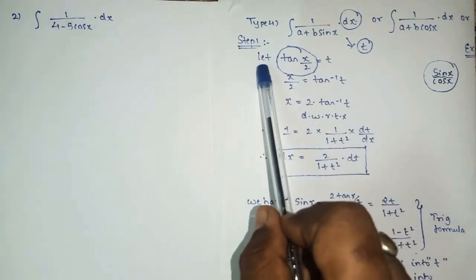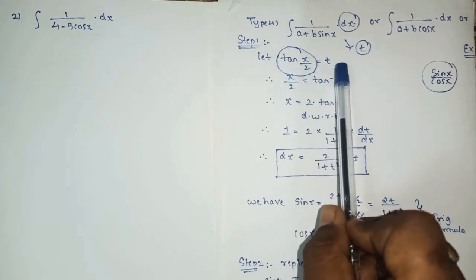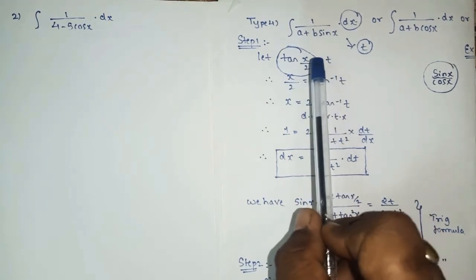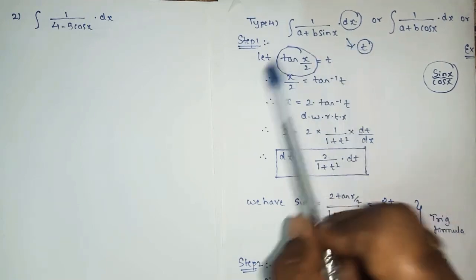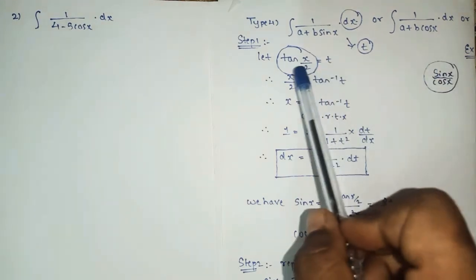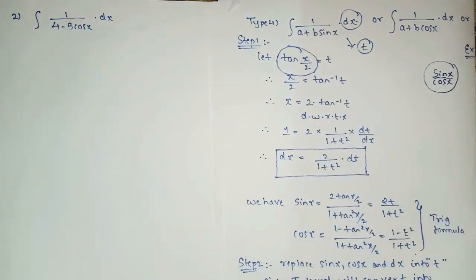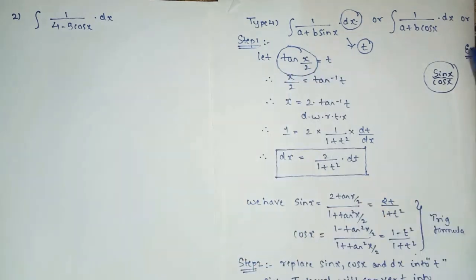In step number 1, first you will start with let. We will write tan x by 2 equals t, as I had explained why we took tan x by 2 equals t in the last lecture. You can remember like this also: sin upon cos is what? Tan. So you will start with let tan x by 2 equals t.